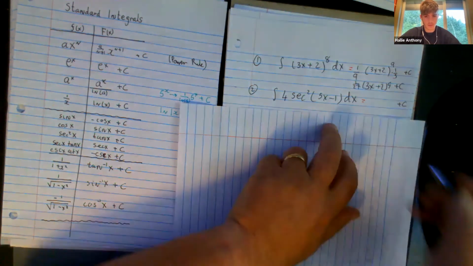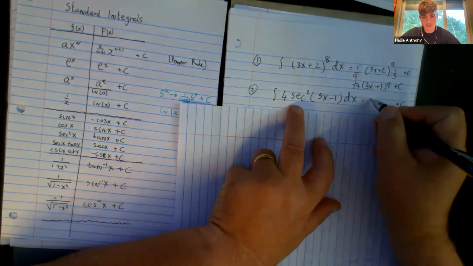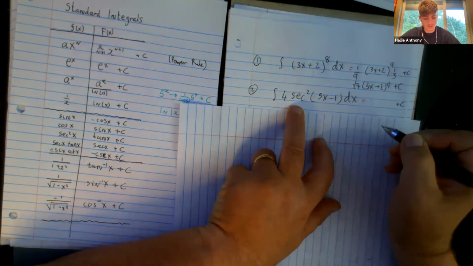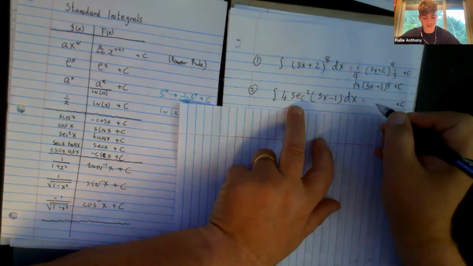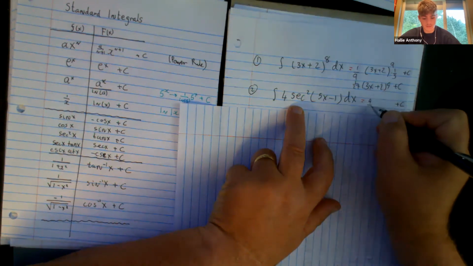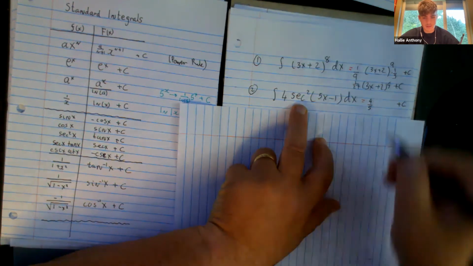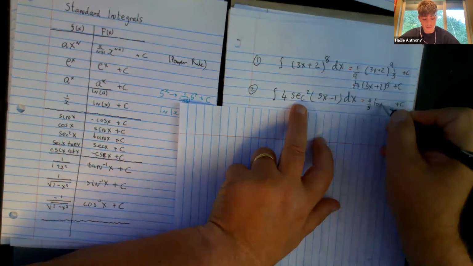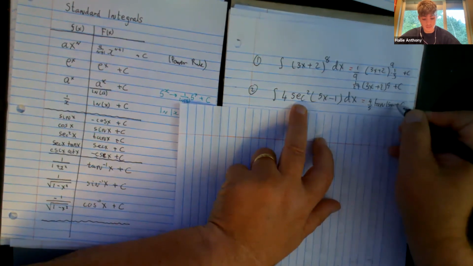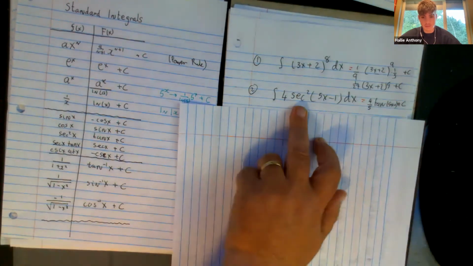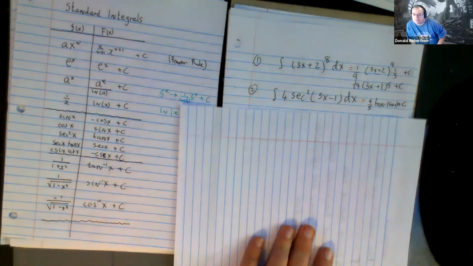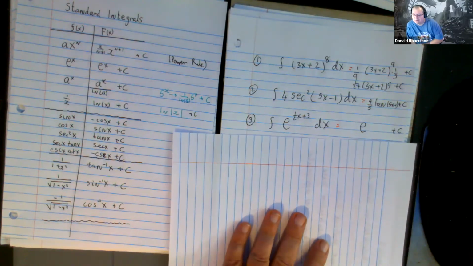So 4 secant squared times (5x minus 1). To get our fraction, we take the 4 in front of the secant and the 5 in front of the x to get 4 over 5 times tangent, because that's the integral of secant squared, tangent (5x minus 1) plus c. Nailed it.